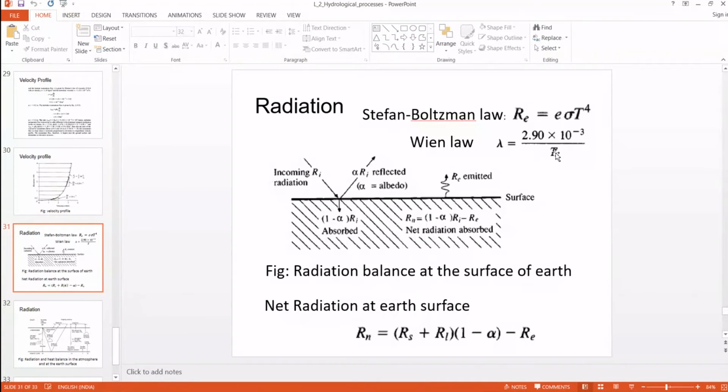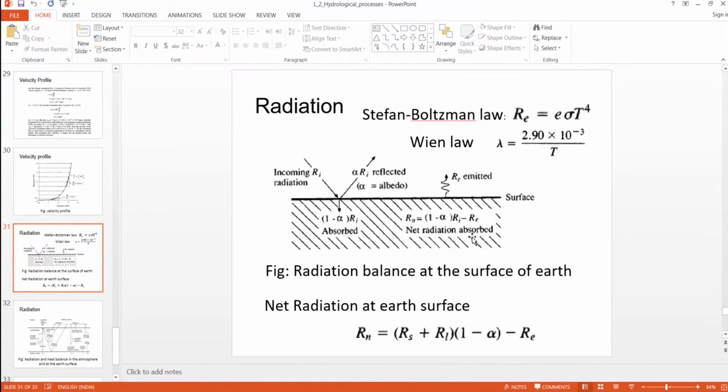So it is called short wave radiation, represented by RS. When the radiation emitted from the sun travels through the atmosphere, the atmosphere has aerosols. Aerosols are small particles of dust or contaminant.